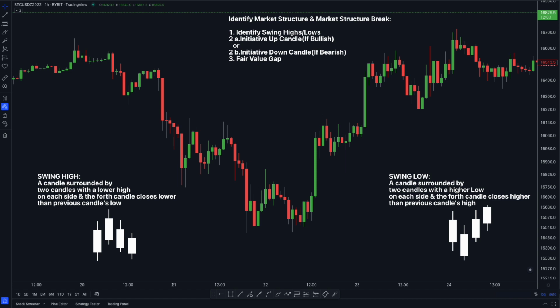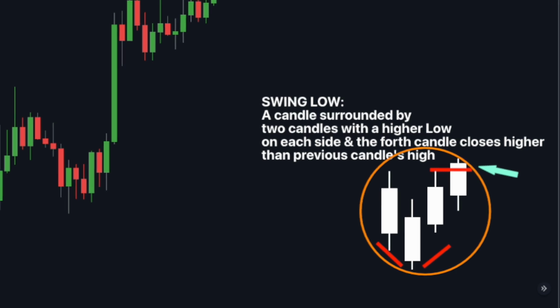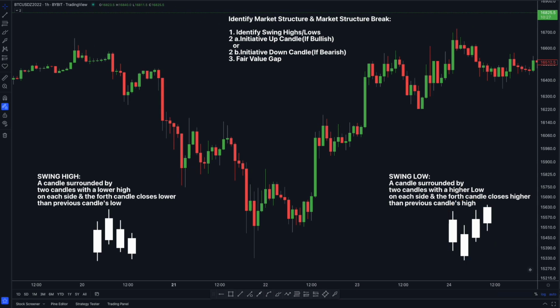And a swing low is where a candle is surrounded by two candles with a higher low on each side, and the fourth candle closes higher than the previous candle's high. And again, here we can see that this candle's low is lower than the two candles that are surrounding it, and the fourth candle actually closes above the previous candle's high, which then confirms a swing low formation. Now that we know how to identify swing highs and swing lows, it's time to go through the chart and apply the concept that we just learned.